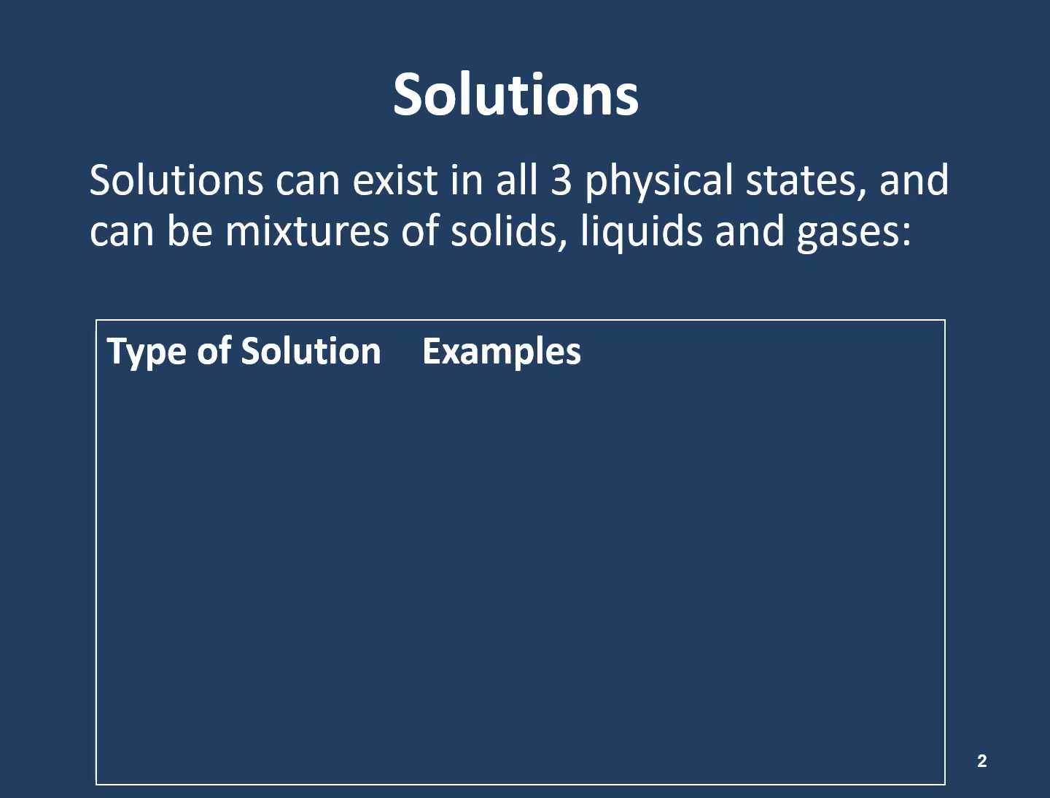We can have solutions in all three different physical states. They're just homogeneous mixtures of substances involving solids, liquids, gases. So for instance, we can have a gas in a gas. An example of that is air, right? Air is the mixture of nitrogen, oxygen, CO2, some water, as well as some trace gases like argon. So it's a big mixture. It's all homogeneous. It's an example of that type of scenario.